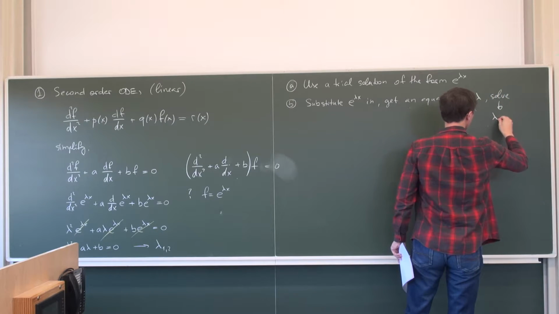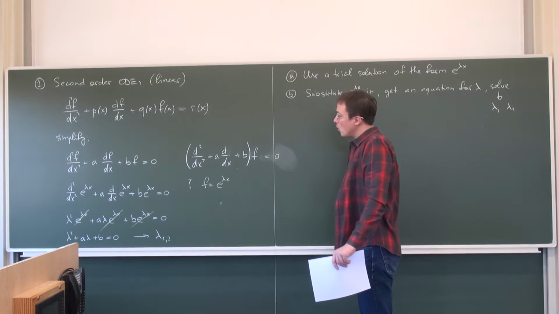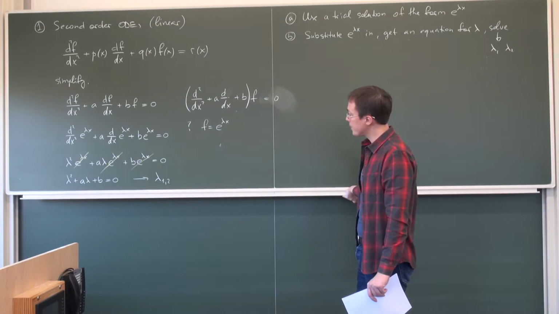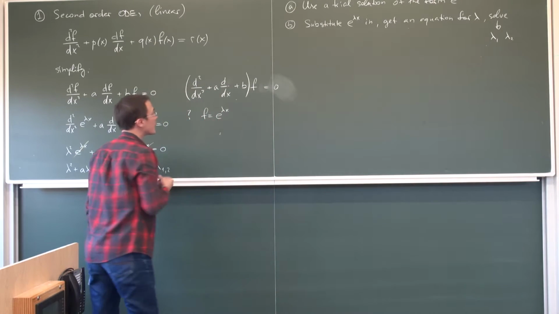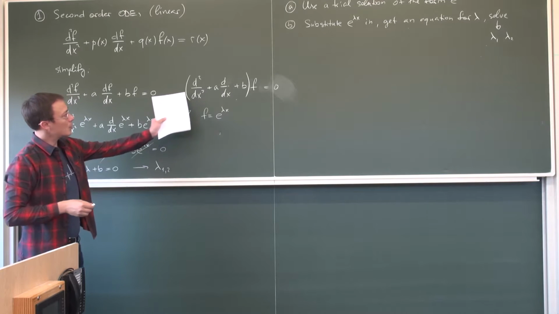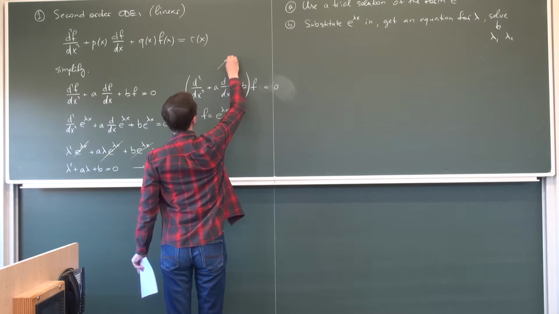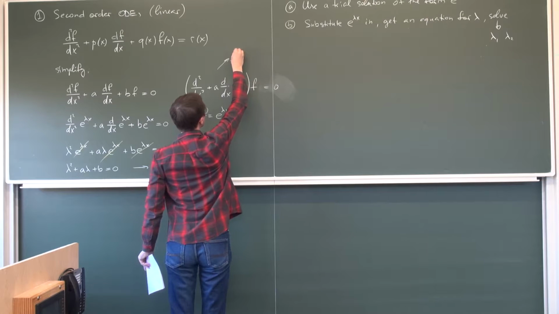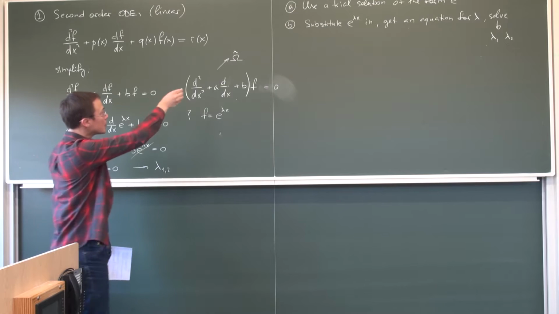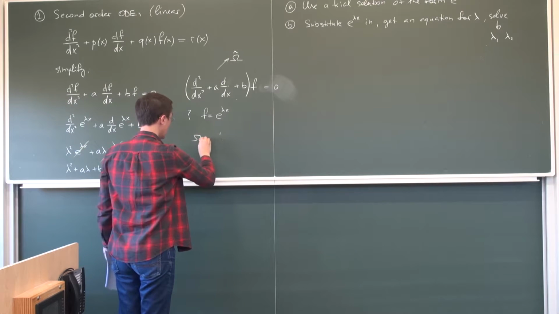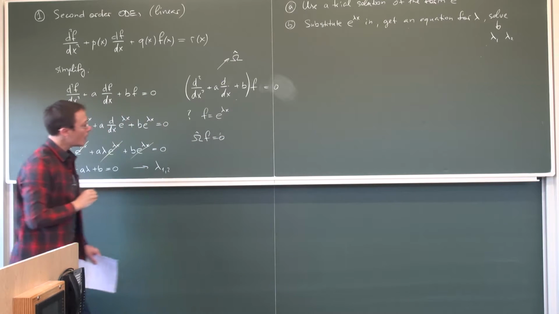So I'll take lambda 1 and lambda 2. Now let us also think about what happens when we take combinations of solutions. So this is our operator, and I'll call it omega, and I'll put a hat on top to signify an operator. So this entire equation should look like this: omega operator f equals 0.